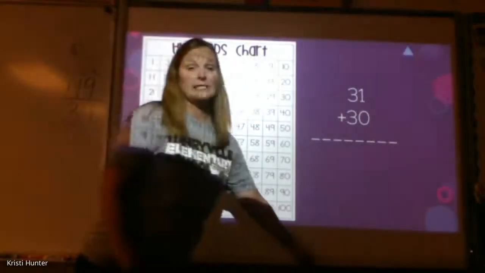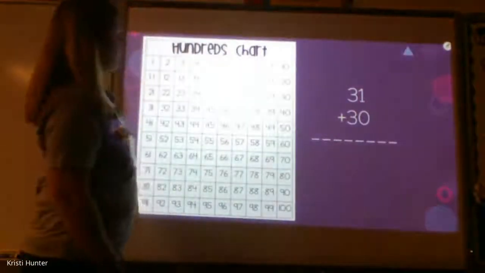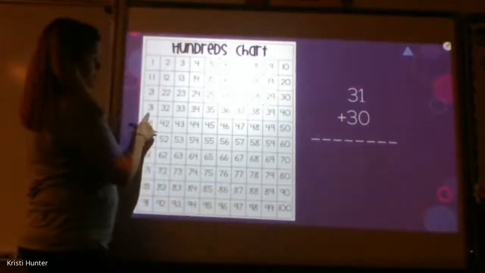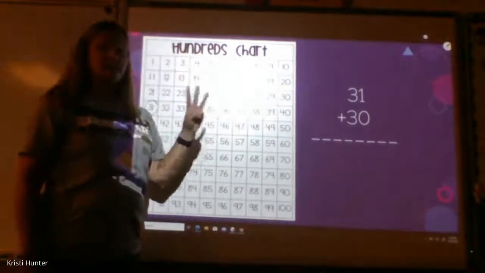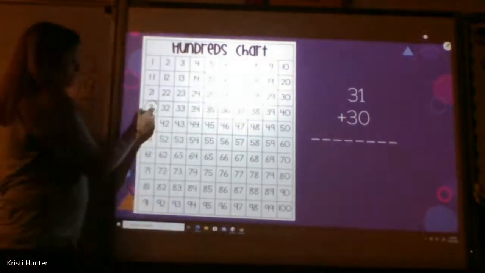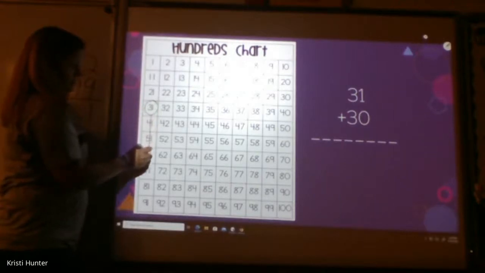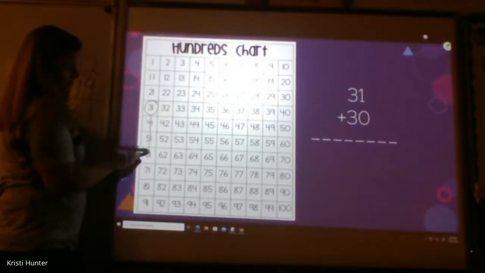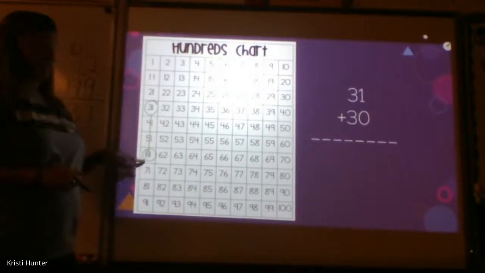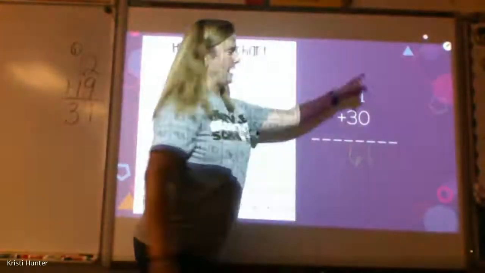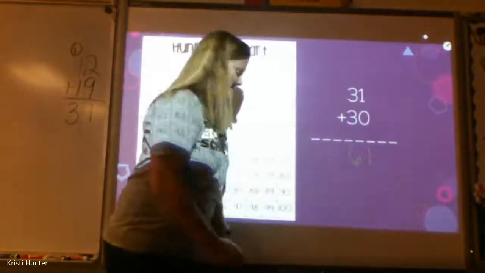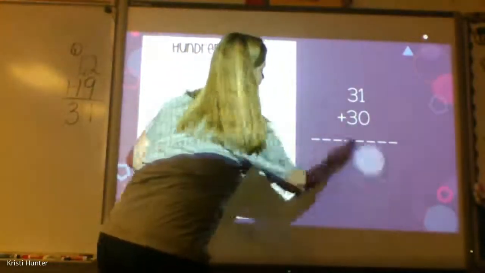31 plus 30. So 31, find it on my hundreds chart. Here it is. Plus 30, that means 3 rows down. So there's 1, 2, 3, 10, 20, 30 down. That means my answer is 61. Again, I can check by adding up my ones, adding up my tens. Okay.